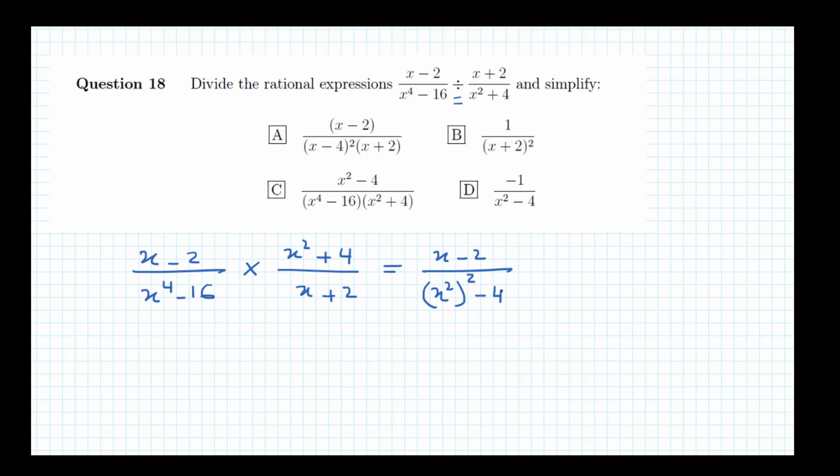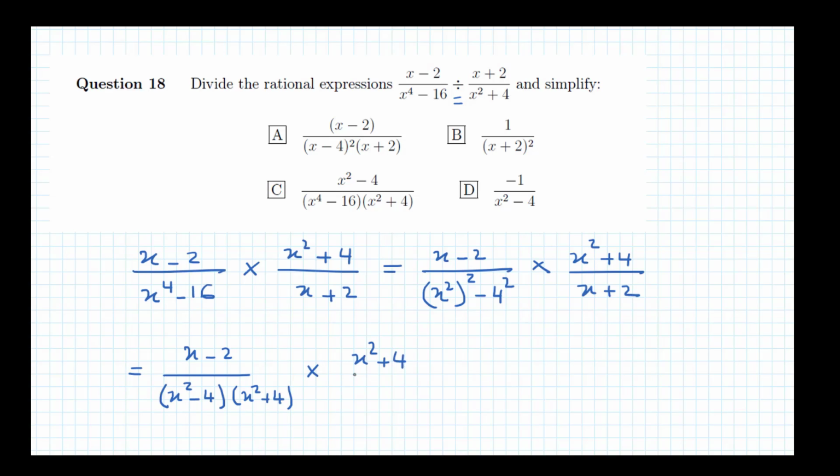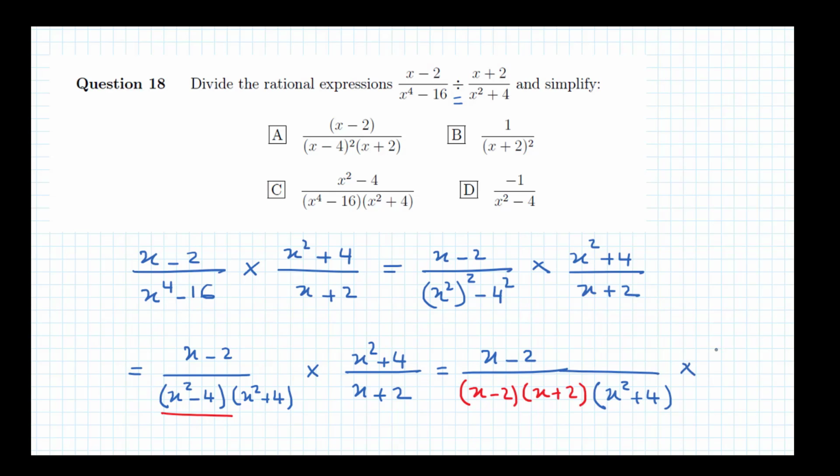Now we can see that x to the 4 minus 16 is the difference between two squares, since x to the 4 is x squared squared and 16 is 4 squared. Now we factor out this expression and we get x minus 2 divided by x squared minus 4 times x squared plus 4, times x squared plus 4 divided by x plus 2. We find out that x squared minus 4 is the difference between two squares, and we write it as x minus 2 times x plus 2.